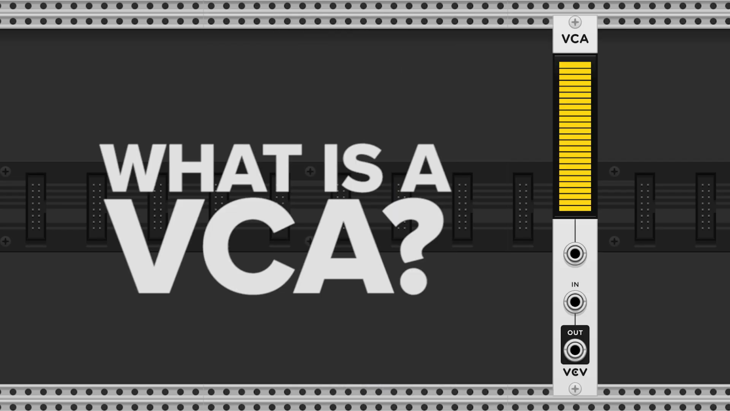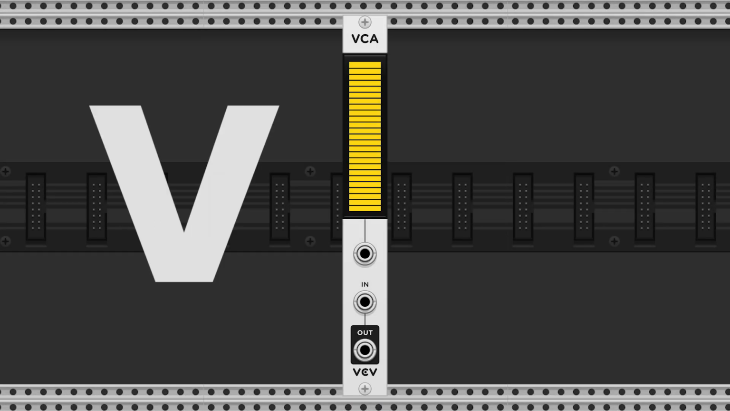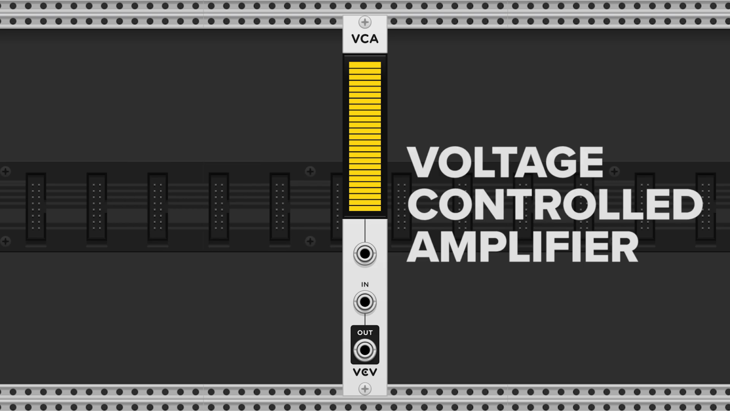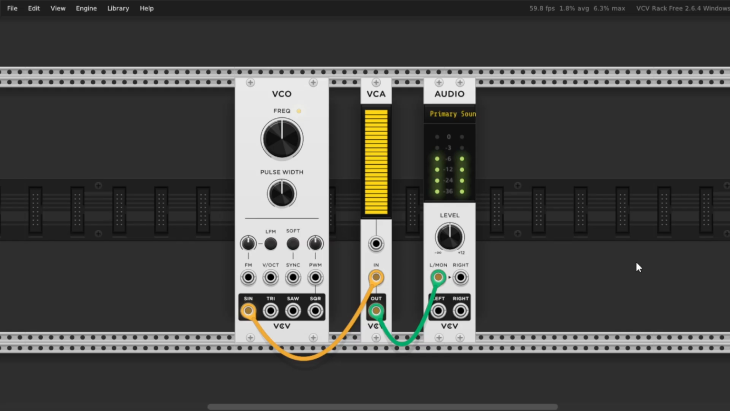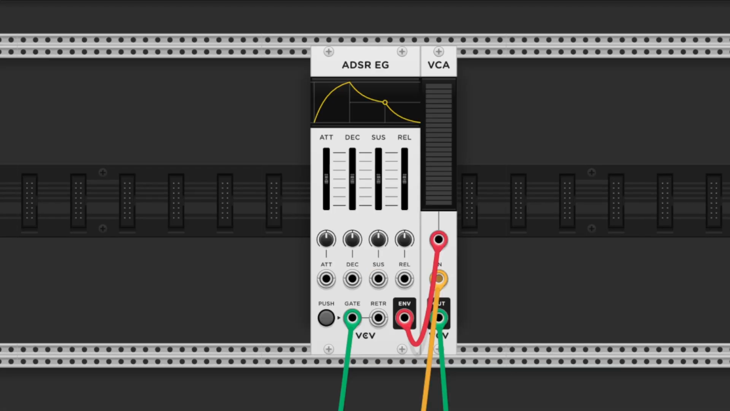What's a VCA and why it matters? To shape volume, we need something called a VCA, short for voltage-controlled amplifier. Here's what that means. A VCA takes audio in and controls how loud it is based on another signal, usually an envelope. Think of it like an automatic volume knob. When the envelope rises, the volume goes up. When the envelope falls, the sound fades away. This lets us turn continuous sound into musical notes, swells, or plucks.